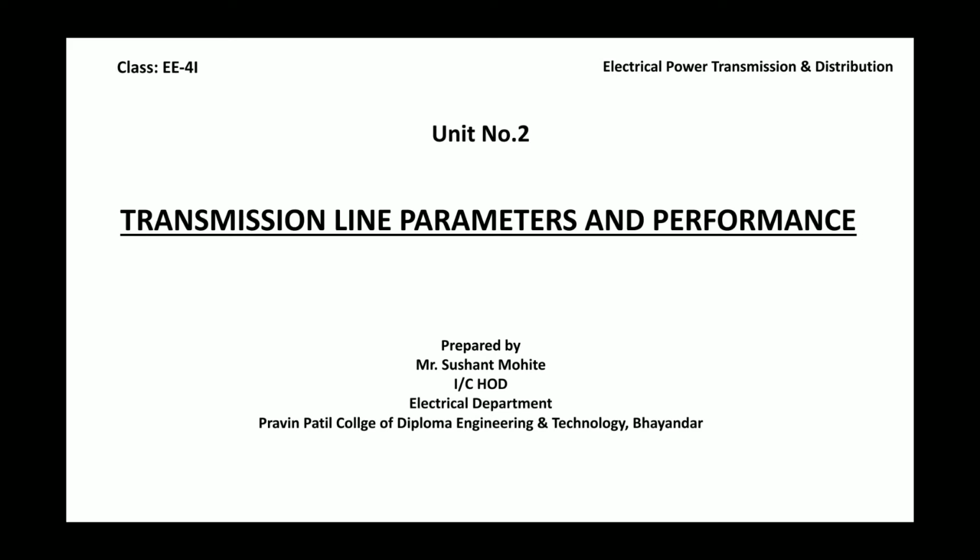So when we study the performance of an AC transmission line, 3 constants, that is the parameters, are to be considered which affect the performance of the line. These constants are the resistor, inductor and the capacitor. This is the introduction of unit number 2.